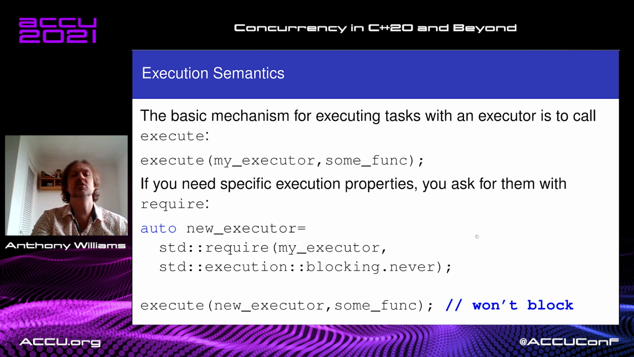The reason you might do that is because some executors, for example, will choose to run your task on the current thread if the background threads are busy, or it feels like it's a good plan for some other reason. Whereas by saying I want to require that it's never blocking, then you know that it won't run it now. It will post it on the internal queue to run at some point.